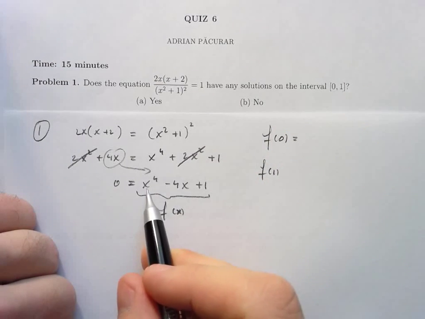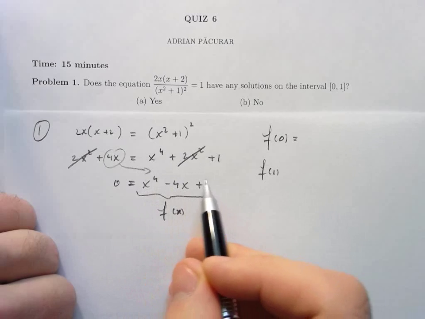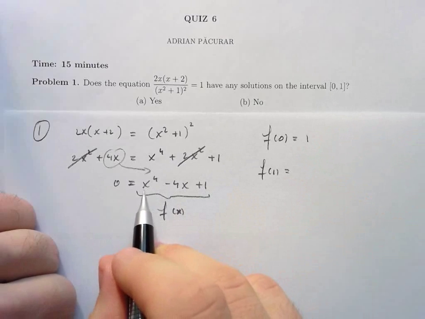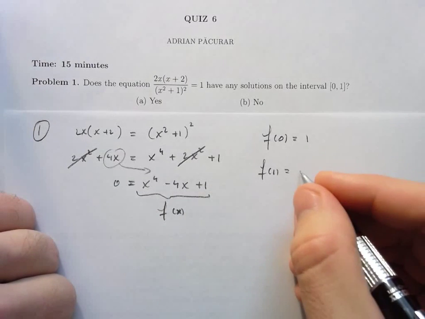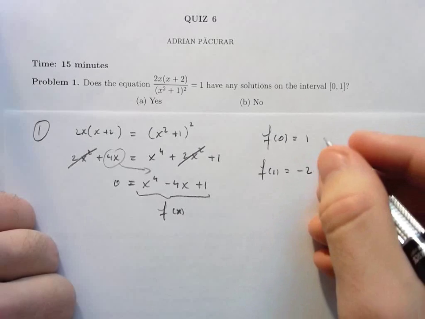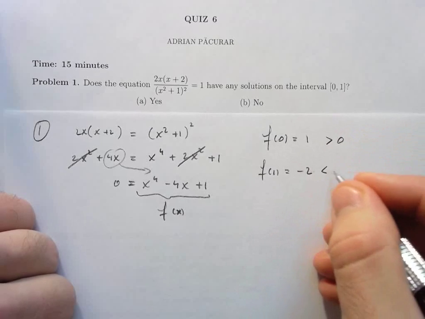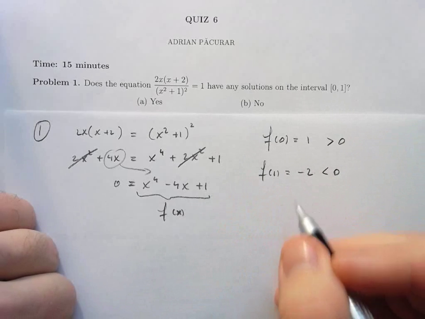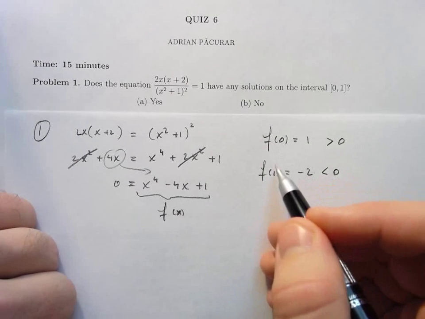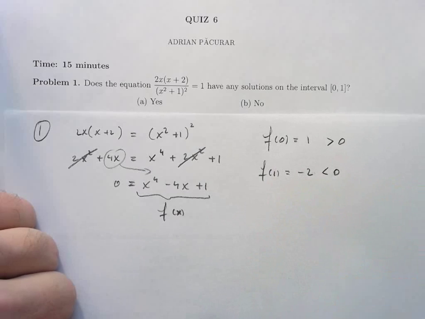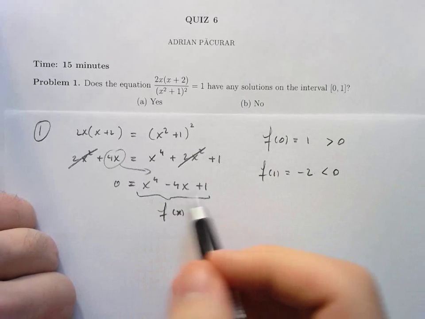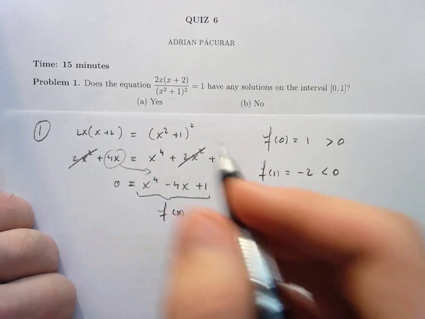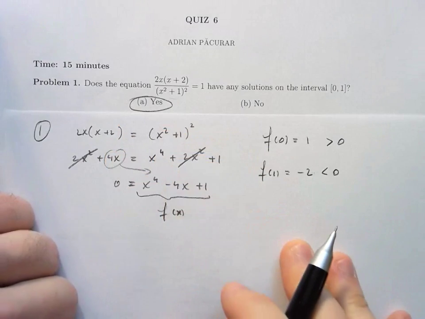F of 0 is going to be, well, all of the x terms drop, so we're just left with 1, and f of 1 is going to be 1 minus 4 plus 1, so negative 2. And because this is positive and this is negative, that means that somewhere in between 0 and 1 we are going to have a 0 for this function. In other words, the original equation that we started out with will have solutions. So the correct answer is yes.